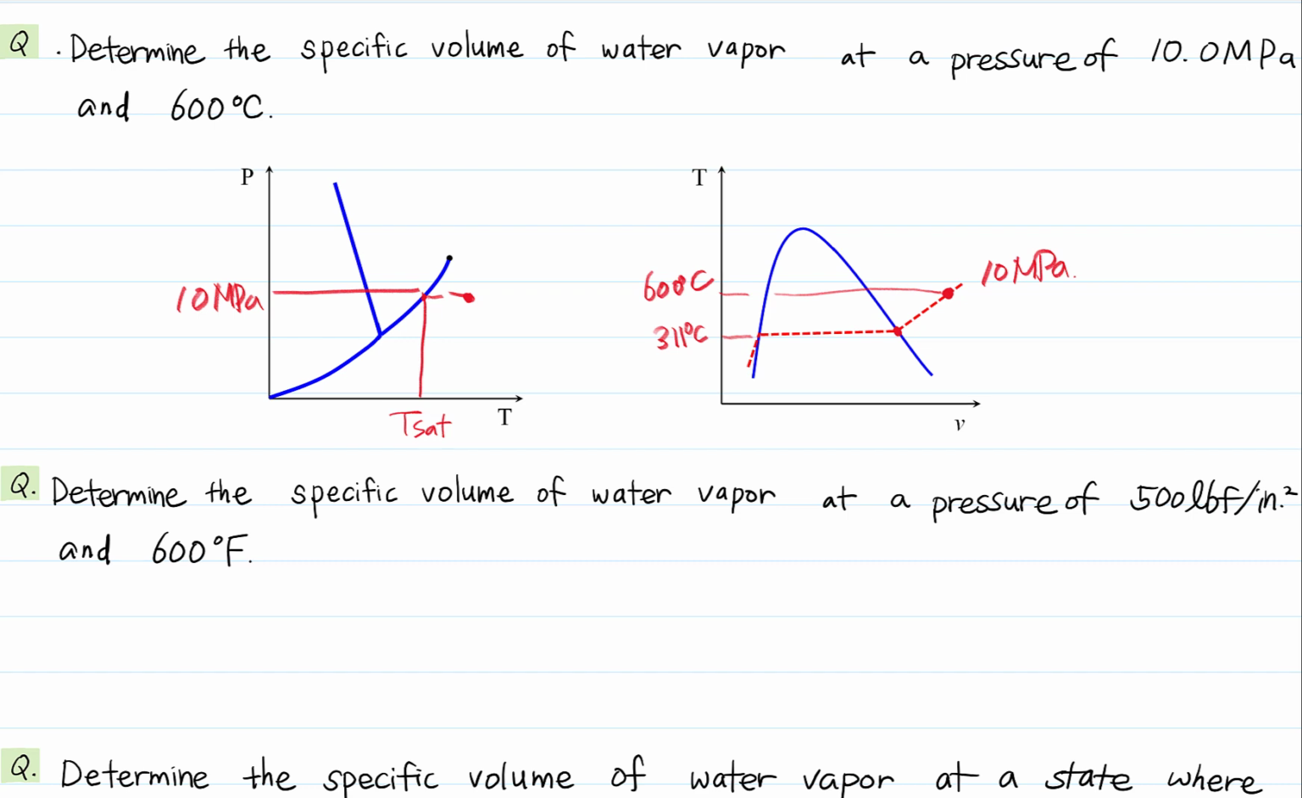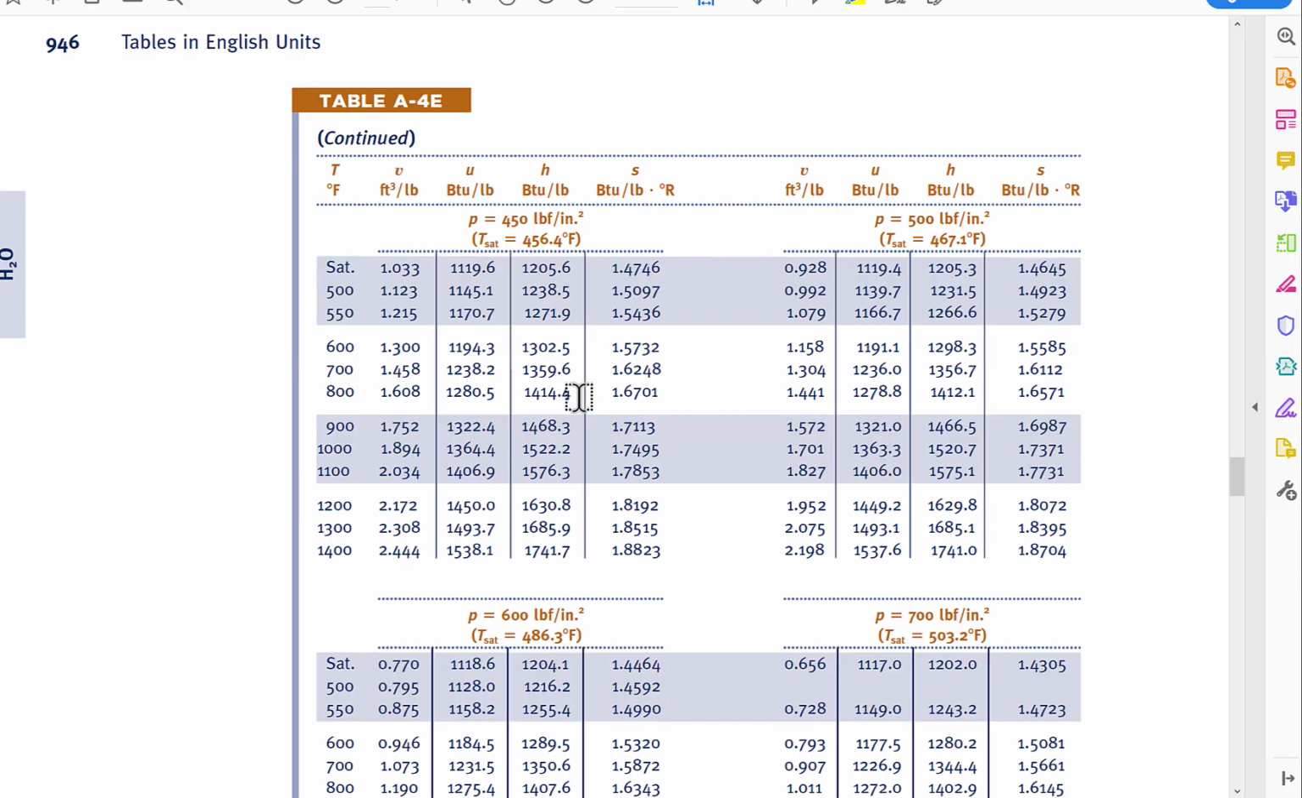Now you may pause the video and solve the next question. So use table 8.4e. At pressure 500 psi and temperature 600 degrees Fahrenheit, the specific volume is 1.158 feet cubed per pound.